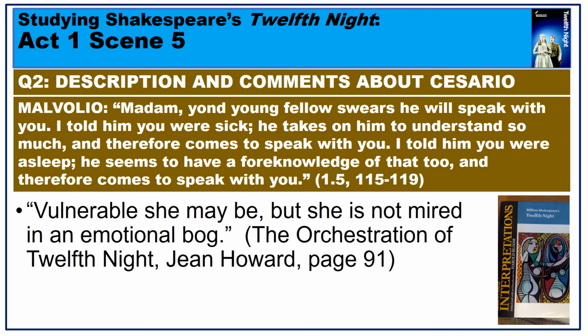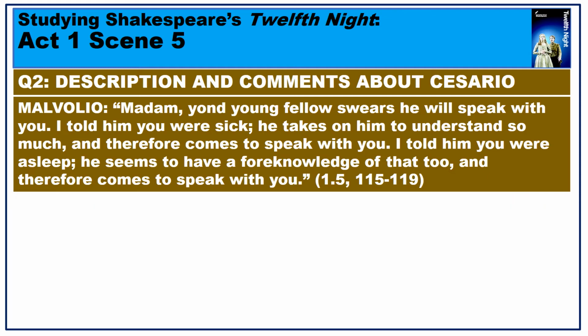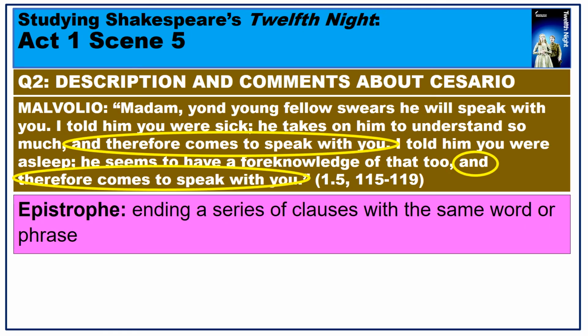Or, as Gene Howard memorably phrases it within the orchestration of Twelfth Night, vulnerable she may be, but she is not mired in an emotional bog. On stage, the straight-laced, unimaginative Malvolio's exasperation is likely to be seen as highly comic, and some of the comedy stems from his perplexed, cross repetition of the refrain-esque phrase, "and therefore comes to speak with you." This is known as epistrophe, and Malvolio's use of the same phrase mirrors Cesario parroting outside the household's gates.